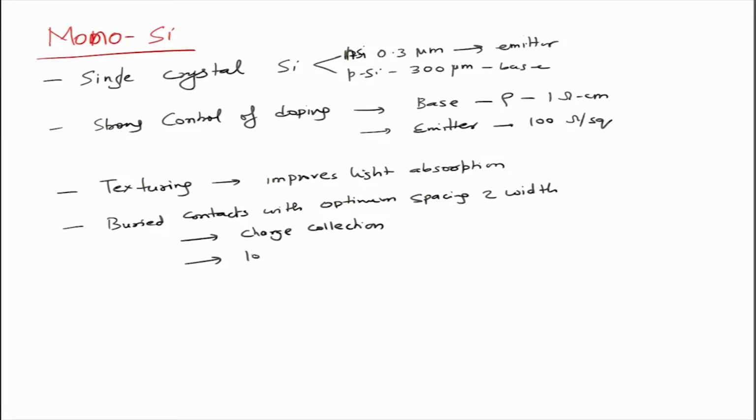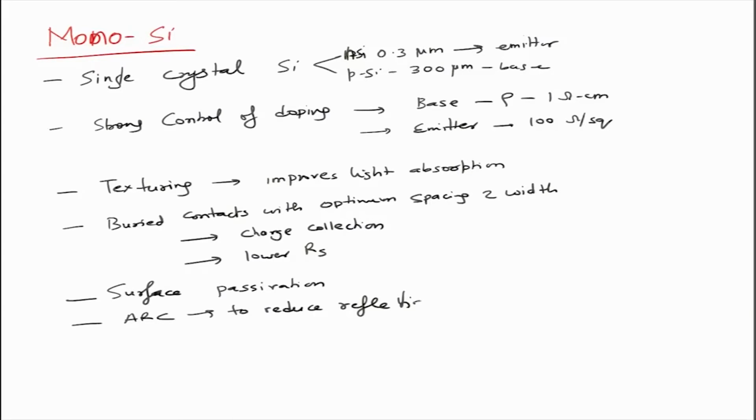lowers series resistance, okay. And then we have surface passivation, we have anti-reflection coating to reduce reflection losses, and this lowers surface recombination, you can say. Right. So, these are certain things that we need to consider when we talk about silicon solar cells.